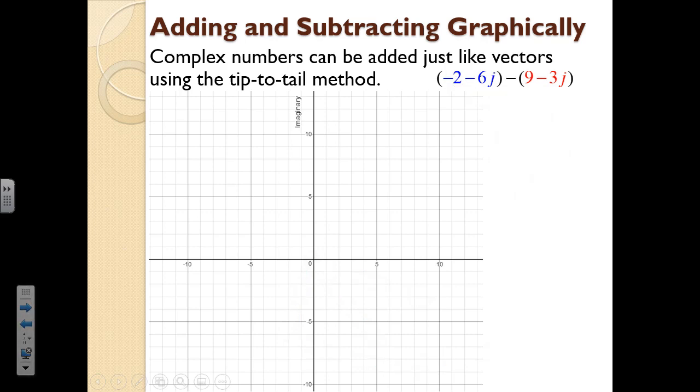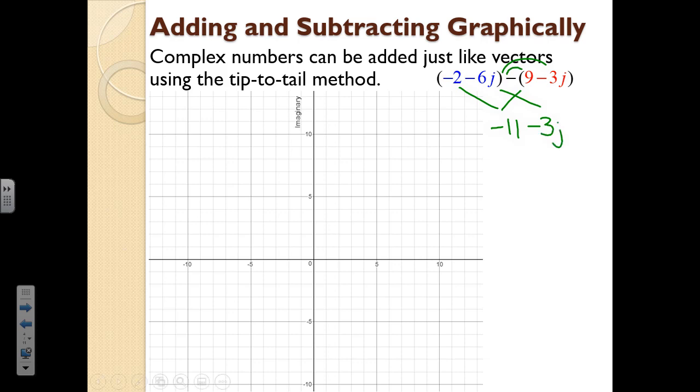Let's do one more. Let's take a look at a subtraction. Now, what that means for us is that we would distribute that negative sign across both parts of our second imaginary number. So that's going to be negative 2 minus 9, or negative 11 for our real part. Negative 6, that's going to become plus 3. So minus 3j for our imaginary part.